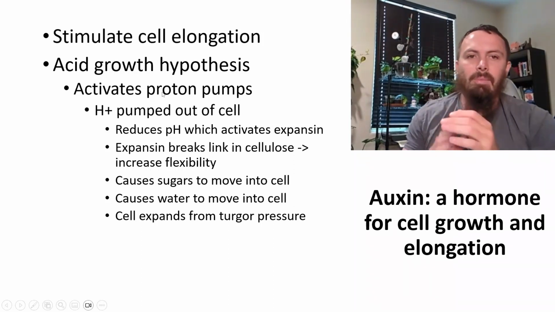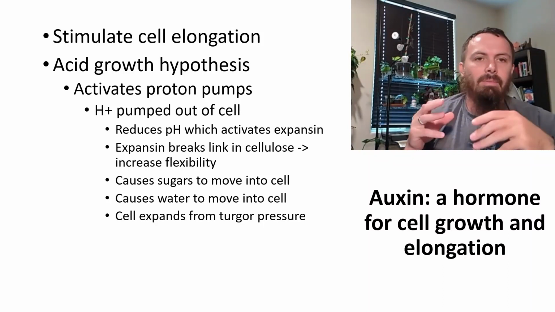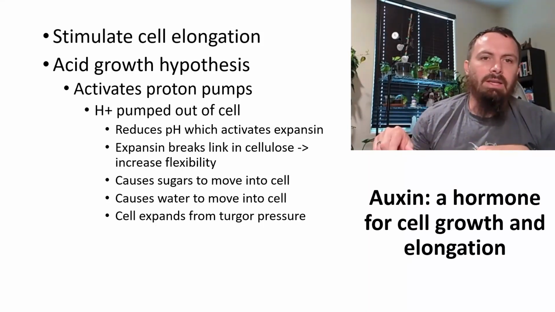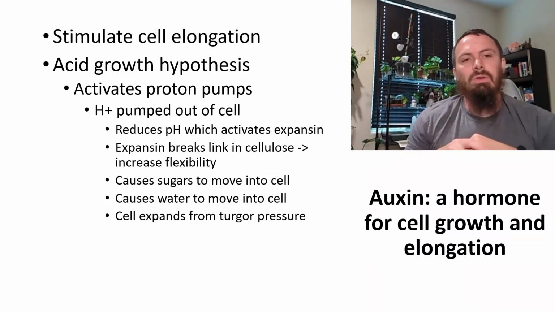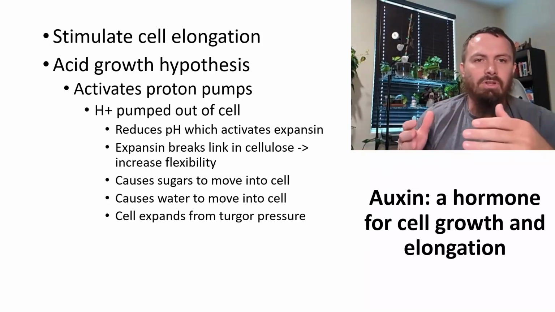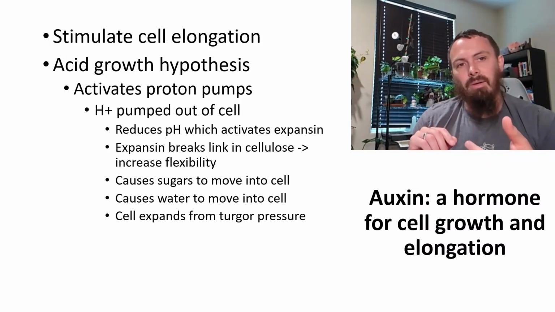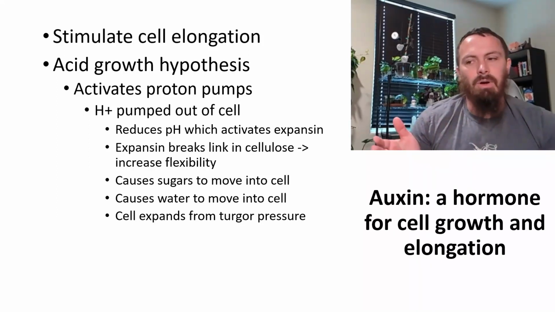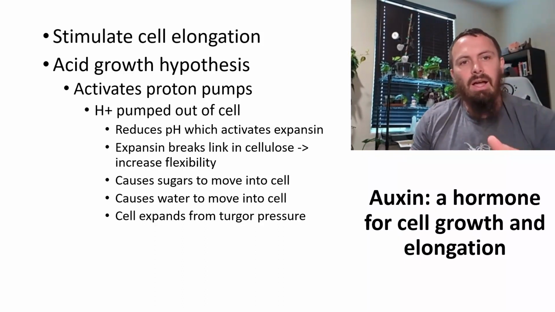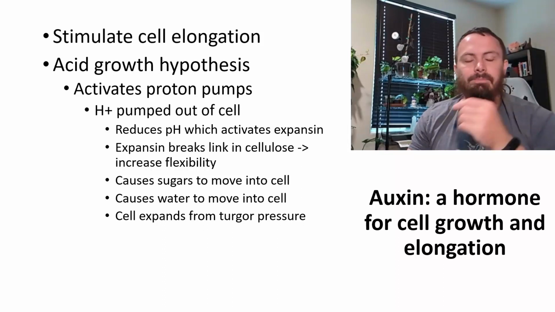And so what they think is happening here is that auxin is going to travel down, probably the phloem, down the dark side of the shoot, right? And when it gets to the cells that it's trying to target, there's a bunch of receptors there that the auxin can bind to, and it's going to trigger proton pumps. So these are active transport pumps. They're going to take protons, hydrogen plus ions, and pump them out of the cell membrane.